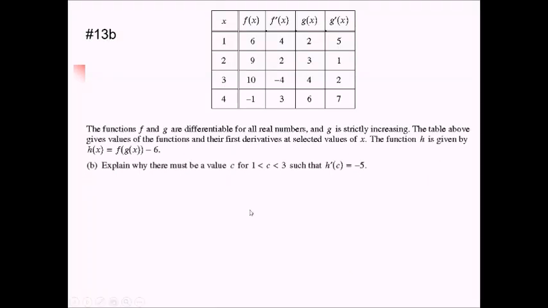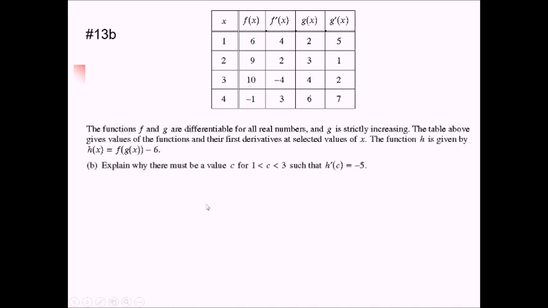For this problem part, they want us to explain why there has to be a c value between 1 and 3 such that h prime of c equals negative 5. Okay, so when we're talking about the instantaneous rate of change of a function equaling a certain value, and we have an interval to work with, the mean value theorem is our friend. So to use the mean value theorem, we're going to have to establish that the h function is differentiable, and we also have to establish that the average rate of change of this function over the interval from 1 to 3 is, in fact, negative 5.